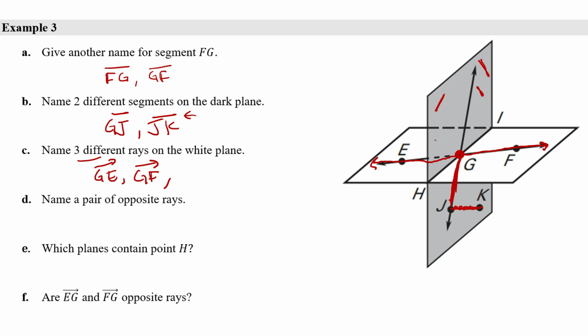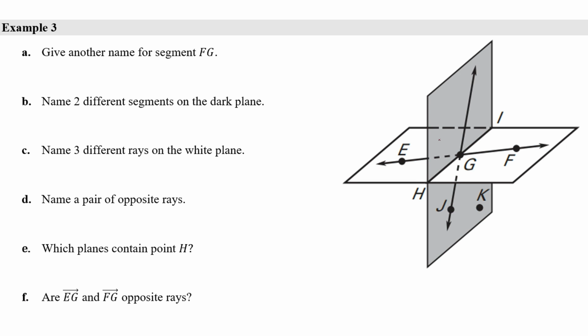Okay? And then you can also think about this ray here from G going to I. You can also go that way. That's also another ray. And then for example D, it says name a pair of opposite rays. And so there's a lot of opposite rays on this thing. I'm going to go this way, GH, and I'm going to go in the opposite direction, GI. Okay, notice that both of those together make a straight line. Okay, so GH and GI are opposite rays.